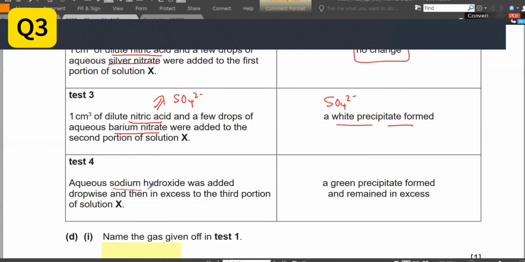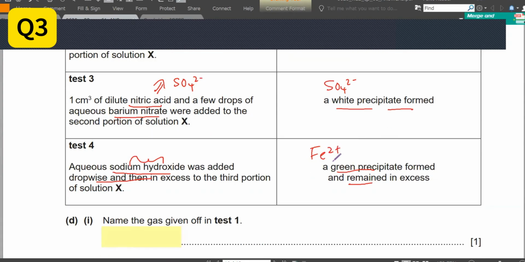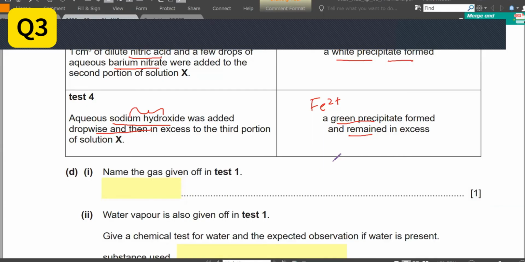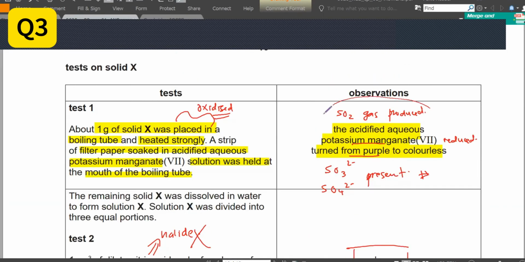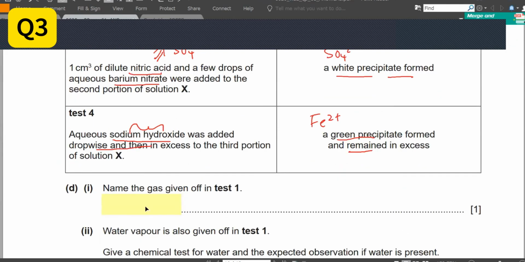Next, aqueous sodium hydroxide is added dropwise and then in excess, giving a green precipitate. Okay. So when sodium hydroxide gives a green precipitate, it will be iron 2 plus. So with this, we have all of the information. Gas given off in test 1. So we know for this test, we will produce SO2 gas. So the answer will be SO2.